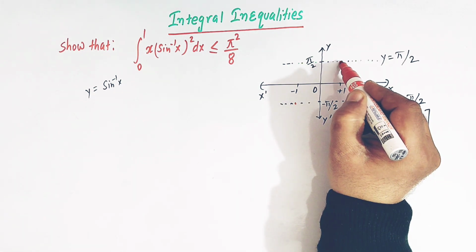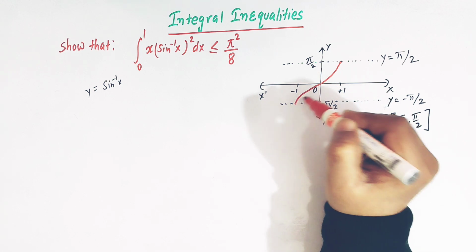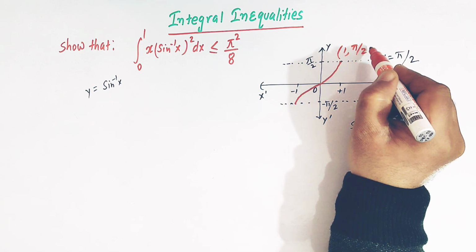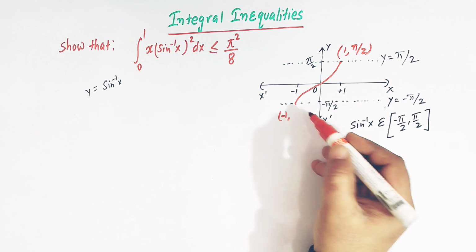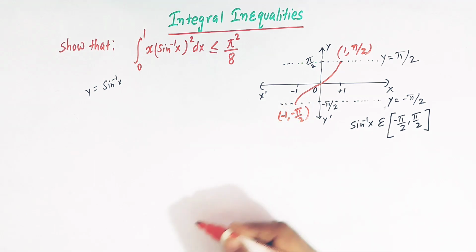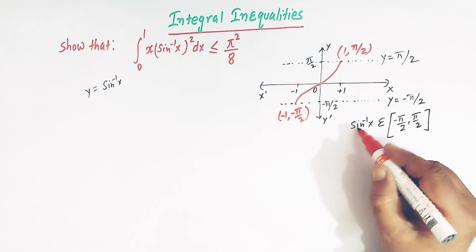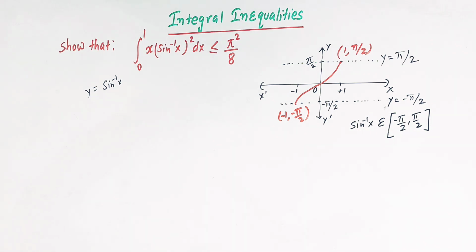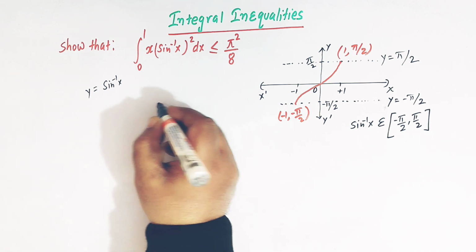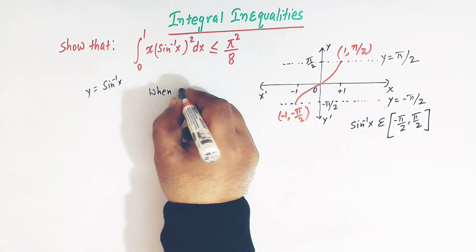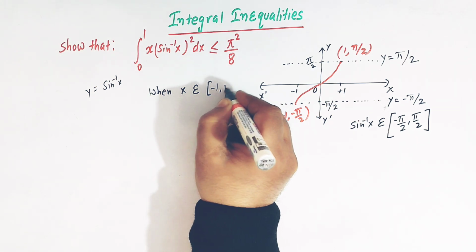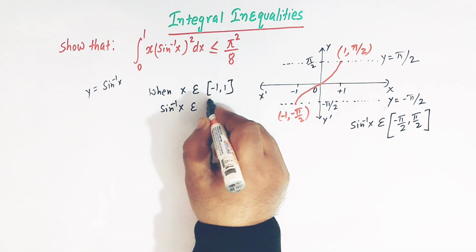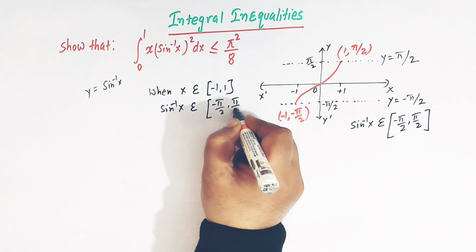Here we have the 2 points. So we can draw like this. This point is our 1 comma pi by 2. And this point is minus 1 comma minus pi by 2, right? So the principal branch of sine inverse x lies in the closed interval minus pi by 2 to pi by 2. So now we know that when x belongs to the interval minus 1 to 1, then sine inverse x belongs to the interval minus pi by 2 to pi by 2, right?